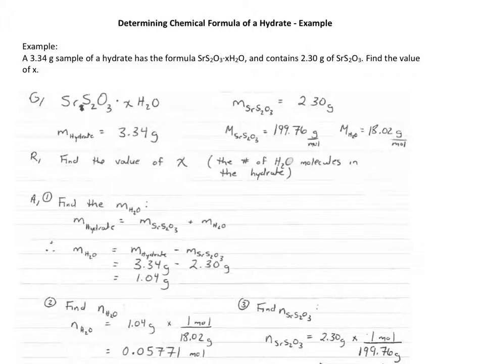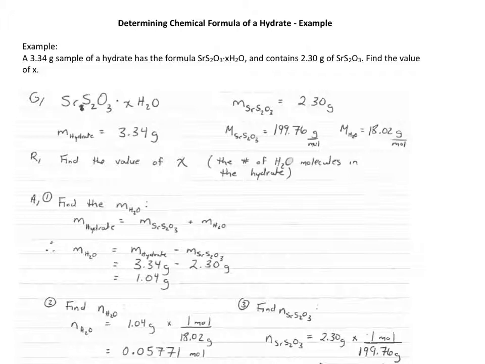In the tutorial on hydrates, we learned that hydrates are a type of ionic compound that have water molecules associated with them. In the question we're going to look at, we've got 3.34 grams of a sample of a hydrate, and we are told that the hydrate has this general formula. We know that we have this much of the anhydrous compound. We need to determine the value of X, the number of water molecules associated with each one of the SrS2O3 molecules in this ionic compound.